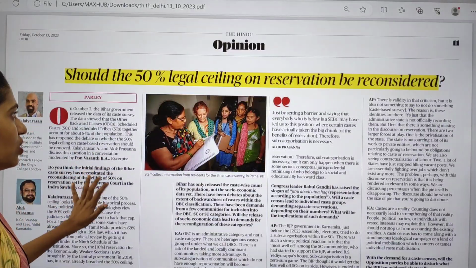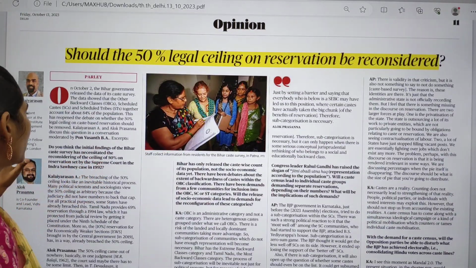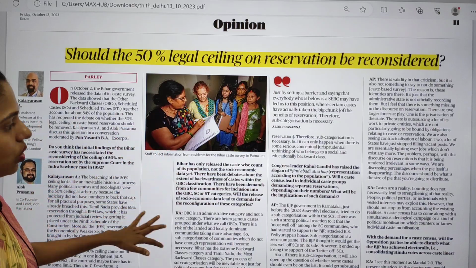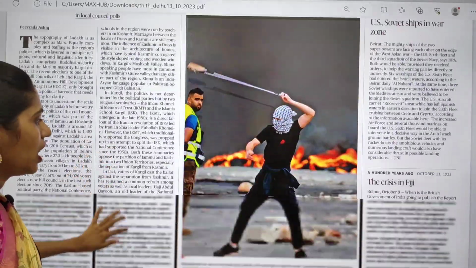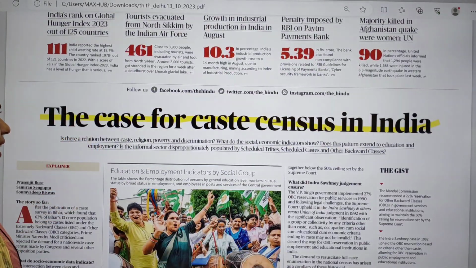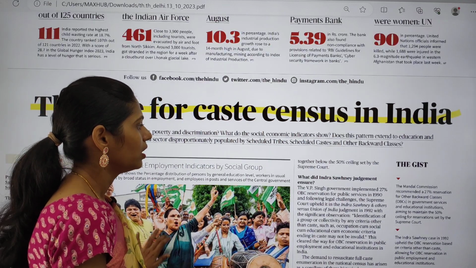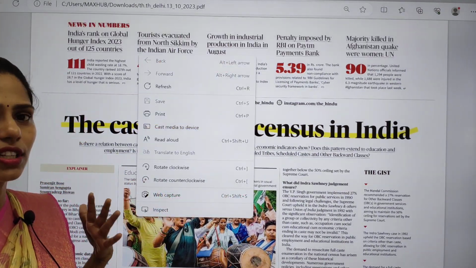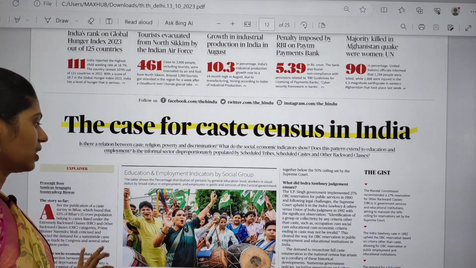And in the opinion page, you have an interview of three persons, which is also regarding reservation, so it is also very important. If you move on to the Text and Context, it is also talking about the caste census in India. So what is the significance of this caste-based survey that is given here?